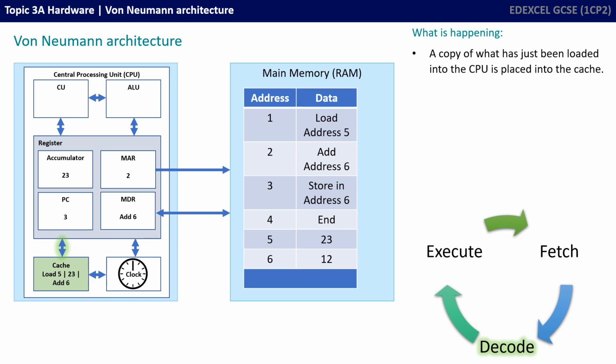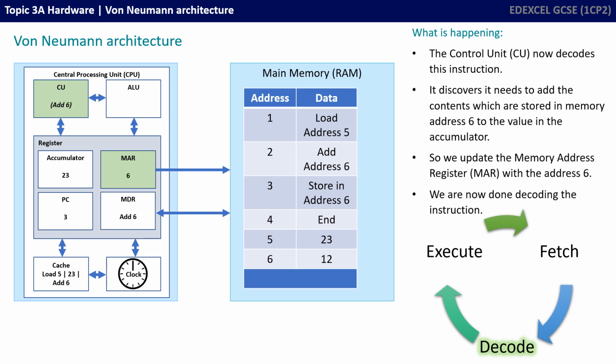Again, a copy of what's just been loaded into the CPU is placed into the cache. The control unit now decodes this instruction, add 6. It discovers it needs to add the contents which are stored in memory address 6 to the value we currently have in the accumulator, which is 23. So we update the memory address register with address 6. We're now done decoding the instruction.